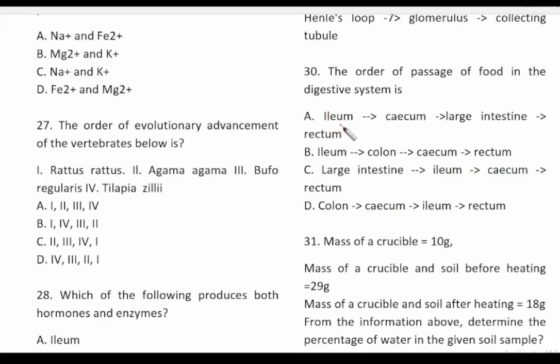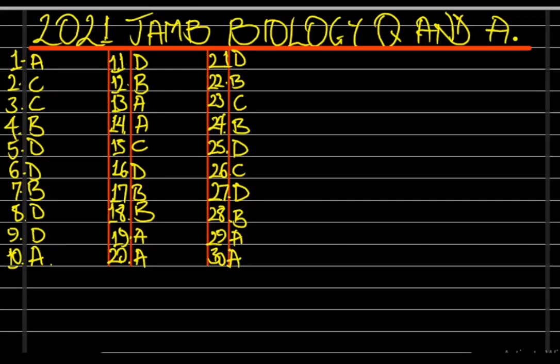From the small intestine, the food passes into the large intestine through a particular passageway called the cecum, after which the large intestine sends out the waste materials in the body in form of pellets, as sent out in the rectum. So that is the answer to that question. The food passes from the ileum into the cecum, the large intestine, and then into the rectum. Option A.